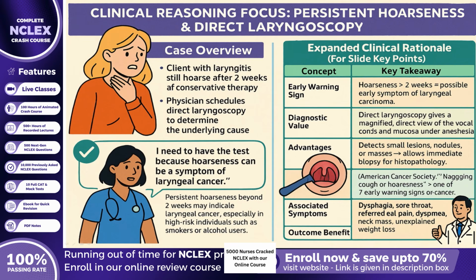A direct laryngoscopy is a diagnostic procedure performed under anesthesia that allows the physician to directly visualize the larynx, vocal cords, and surrounding mucosa using a rigid or flexible scope. Unlike indirect visualization, this method provides a clear and magnified view of suspicious lesions, nodules, or masses. Importantly, if any abnormal tissue is seen, a biopsy can be obtained immediately for histopathological confirmation, making this procedure vital in detecting malignancy at an early stage.